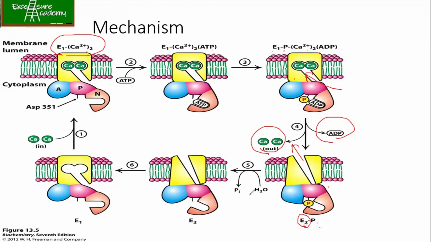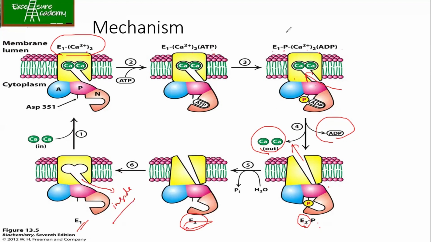Then phosphate is removed by the hydrolysis. Only E2 is present and back to its E1 state. यानी कि क्या? Again it is back to open to this side. ये आपका inside वाला side हो गया. ठीक है? Clear?